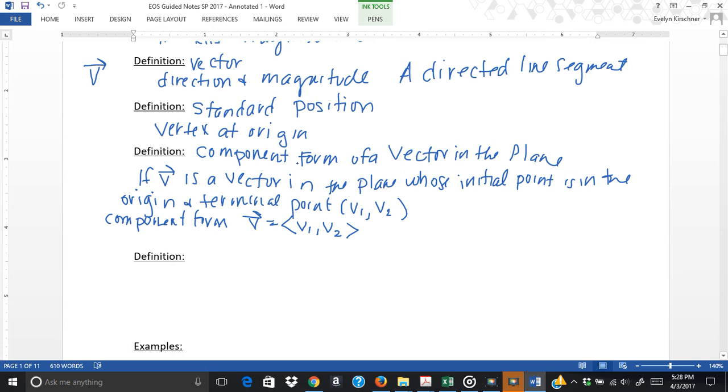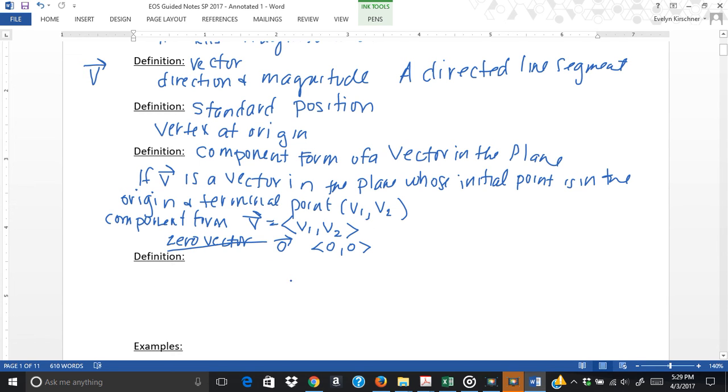So what we know is that if we have this component form, we call v1 and v2 the components, and we have one other special type of vector. We have a zero vector, and it looks like this, and that's when the component form is ⟨0, 0⟩. So it starts at 0 and ends at 0, and obviously its magnitude is also 0.